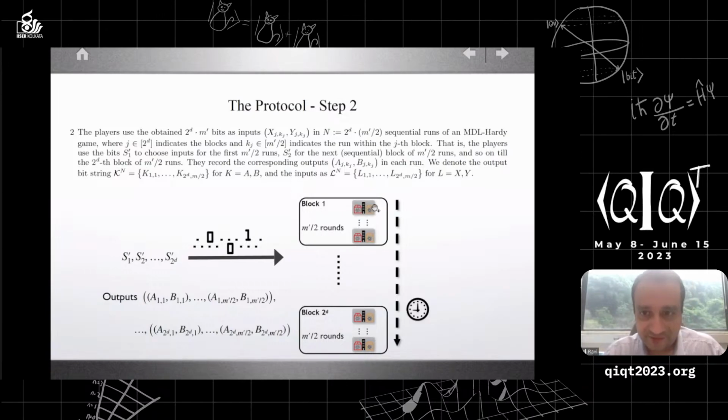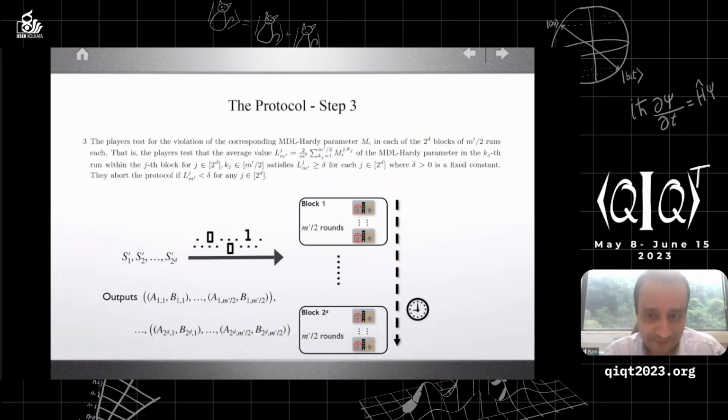Importantly, this is done in sequence with just 2 spatially separate devices. And because this Hardy paradox works in the 2 input setting, we need each player to have a single bit. So if we have m prime bits, then we can run m prime over 2 runs within a single block. So there are 2 to the d times m prime over 2 runs in this whole protocol. That's the protocol step 2.